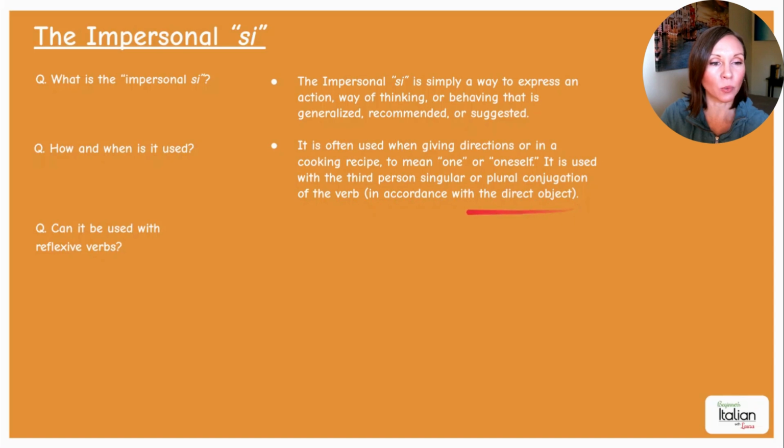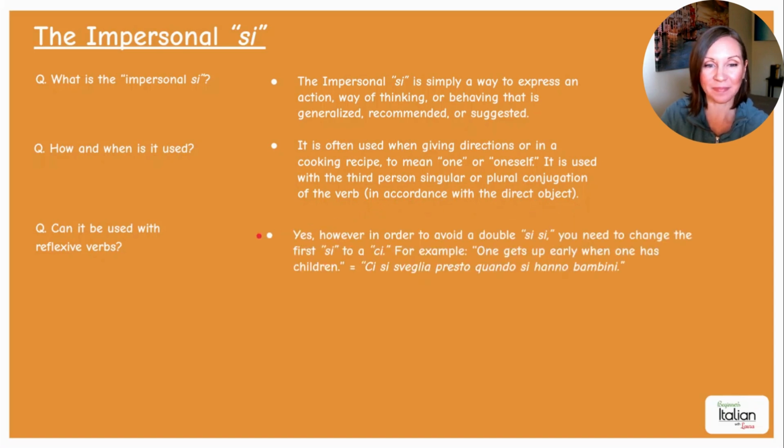Okay, so can it be used with reflexive verbs? Good question. Yes. However, in order to avoid a double C, you need to change the first C to a chi. For example, if you want to say one gets up early when one has children, rather than saying si sveglia, you would say ci si sveglia presto quando si hanno bambini. Okay, so we just don't want to have that double C because it sounds kind of silly, so we have to change the first one to a chi.